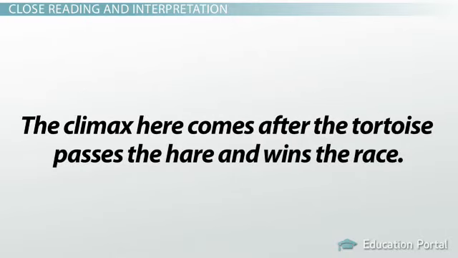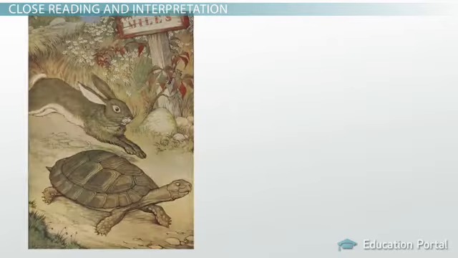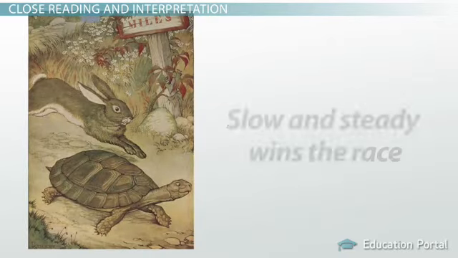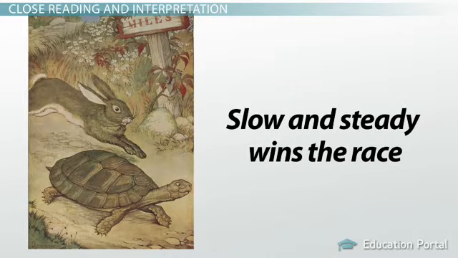The climax here comes after the tortoise passes the hare and wins the race. The resolution? Not much of a resolution aside from the lesson learned at the end. Slow and steady wins the race. The quiet, slow, and steady tortoise won.